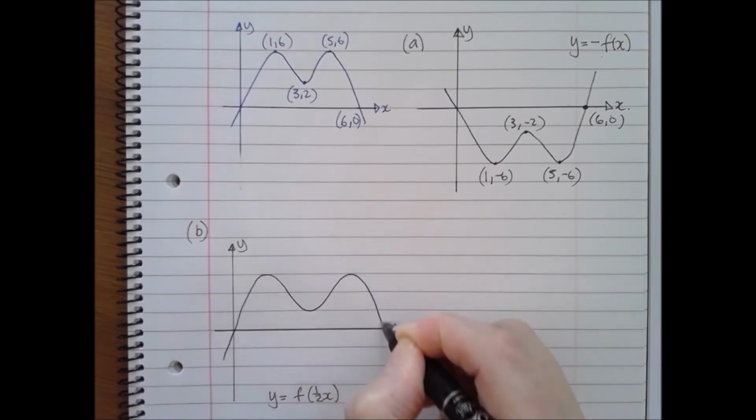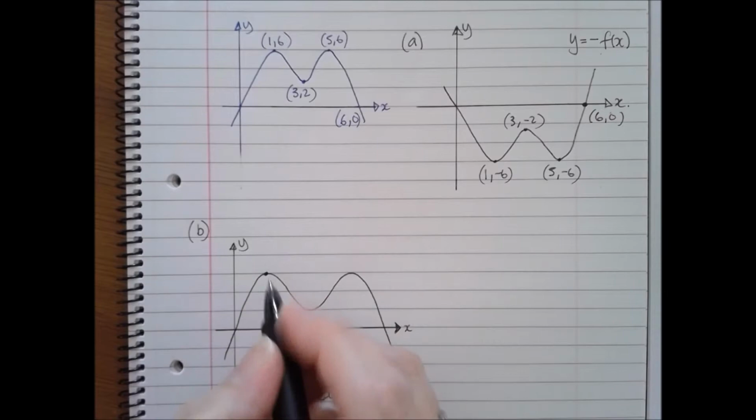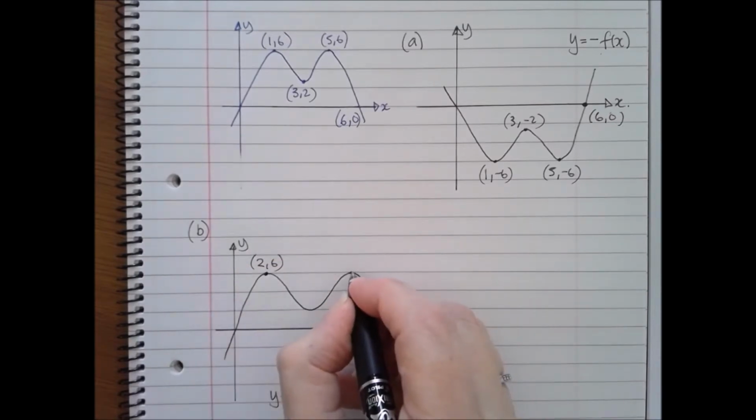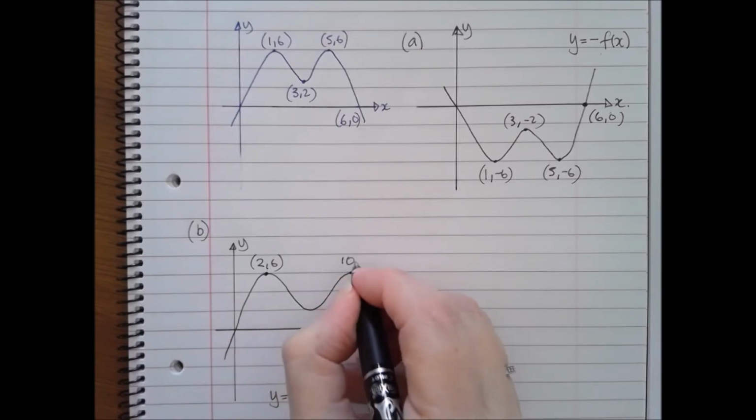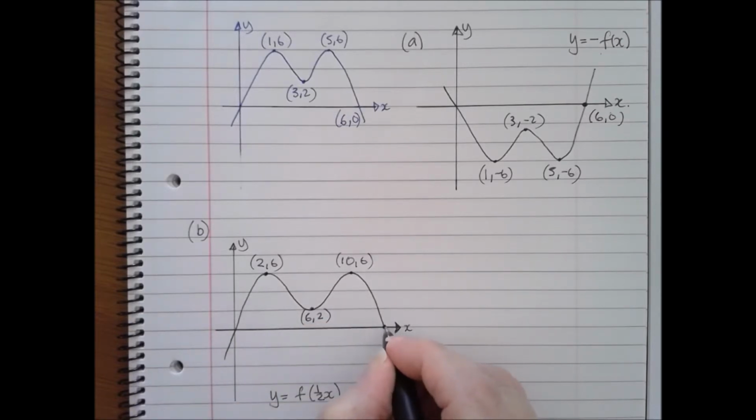and then put some coordinates on, this point here was at 1, 6, it's now at 2, 6. This point was at 5, 6, it's now at 10, 6. This one was 3, 2, so it's now 6, 2. And this point here that was at 6, 0 is now 12, 0.